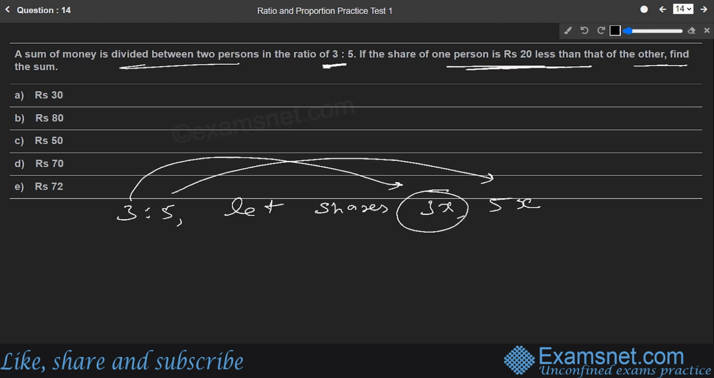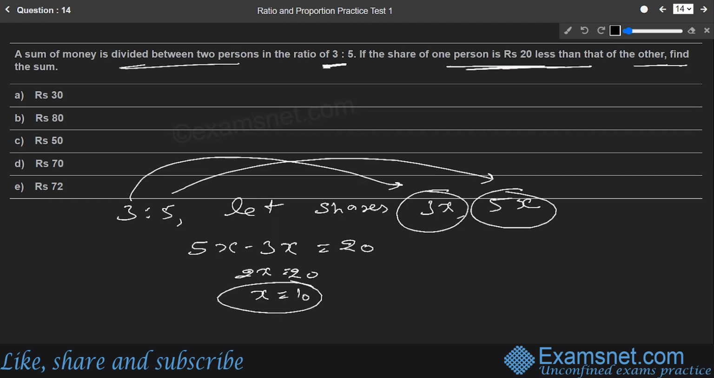Now the share value of the first person is 3x, share value of the second person is 5x. Okay, then they say the share of one person is 20 less. So we can write 5x minus 3x. 20 less, that means their difference is 20. So 5x minus 3x has to be 20, which gives us 2x equal to 20, and which gives us x value as 10. So x value has come as 10.